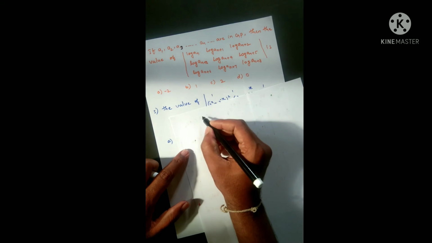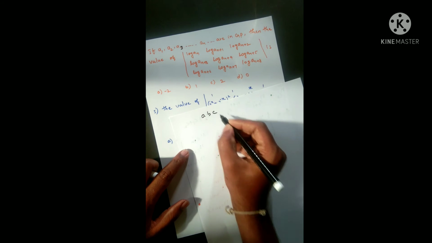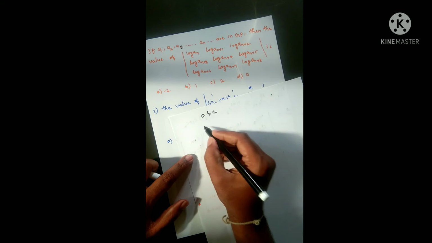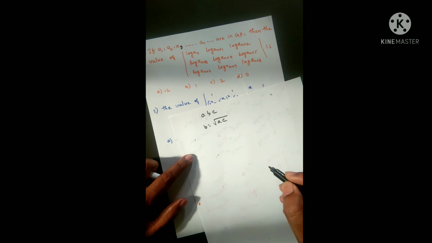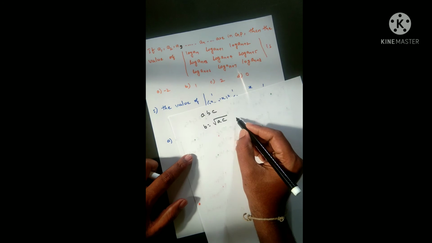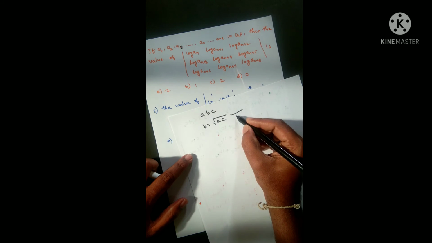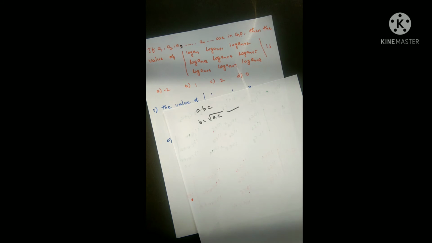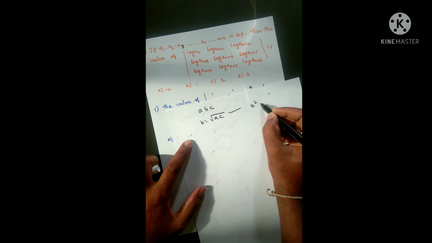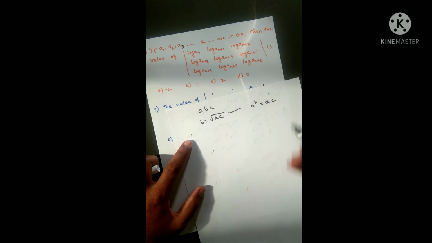We know that if A, B, C are in GP, then B is equal to the square root of AC. This is the geometric mean. Now, this you should remember, then only you will get it. Otherwise, I can write this as B square is equal to AC. The square of the middle term is equal to the product of the first and third term.